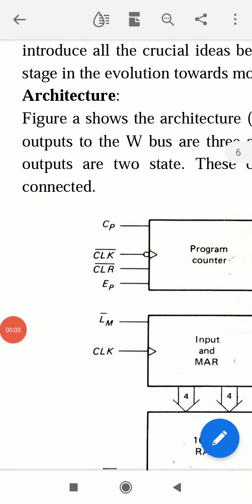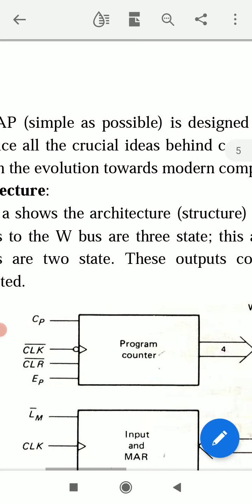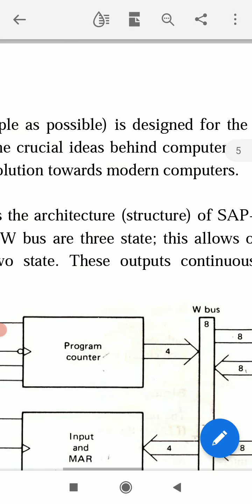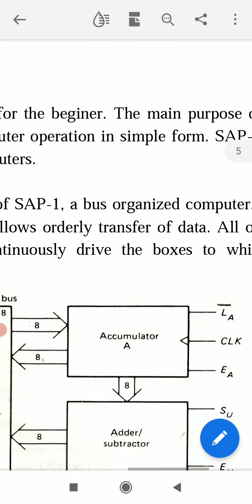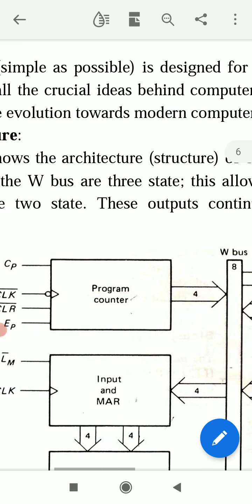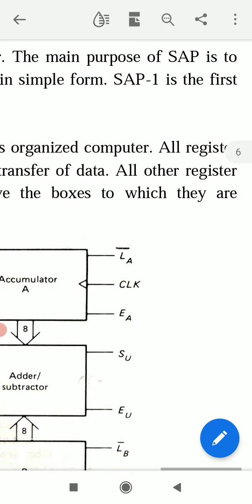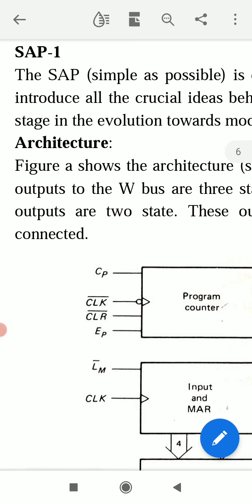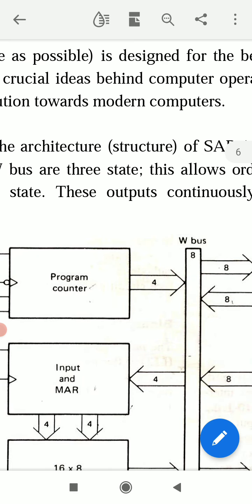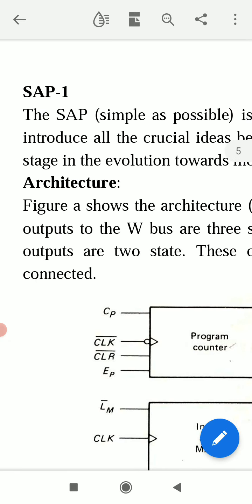Today's topic is SAP-1 Architecture. The SAP full form is Simple As Possible, SAP. The SAP is designed for the beginner. The main purpose of SAP is to introduce all the crucial ideas behind computer operation in simple form. SAP-1 is the first stage in the evolution towards modern computers. So SAP-1 is the simplest kind of computer.